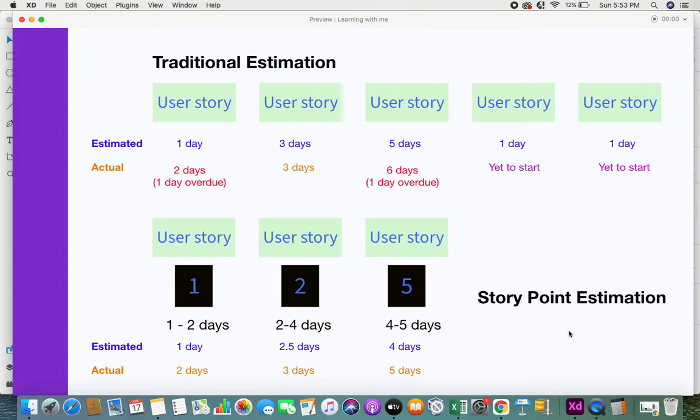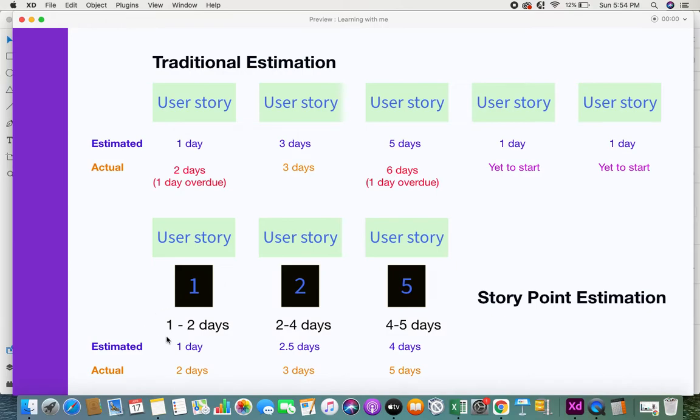But coming to story point estimation, which brings a great flavor to this situation, let's say I have 3 user stories, and instead of giving the exact time, saying it's going to take 1 day, 2.5 days, 4 days, I am first going to estimate the effort. The development team has said that this user story is going to cost 1 story point, the second one is going to cost 2 story points, and the third one has a 5 story point value.